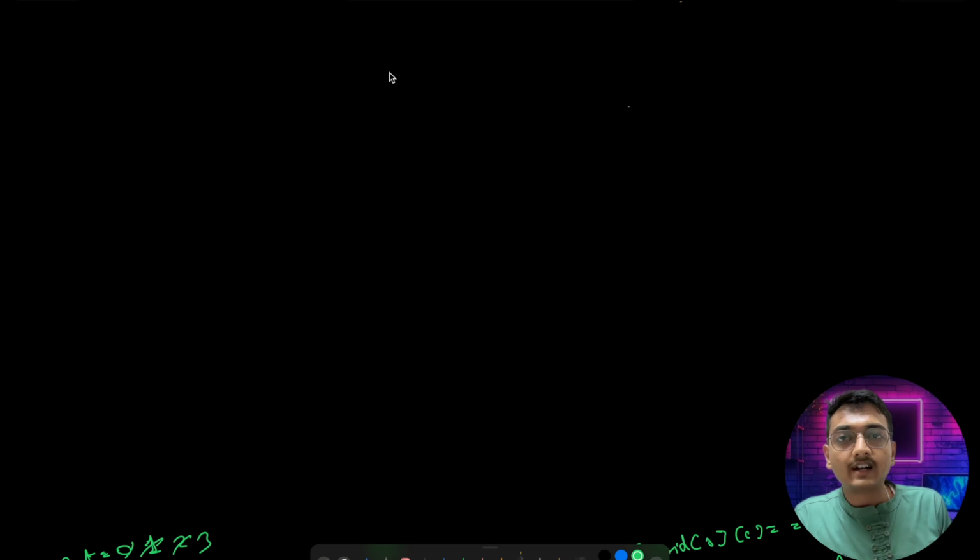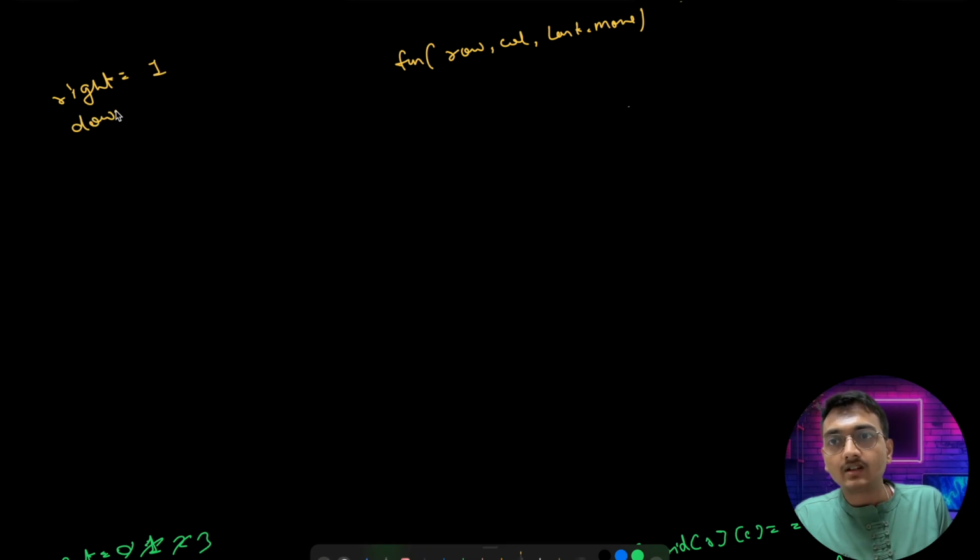So what I can do, I can write a function. You can name it anything. So I can write the name, row, column, and last move. Whatever my last move is, right will be represented as 1 and down will be represented as 0.